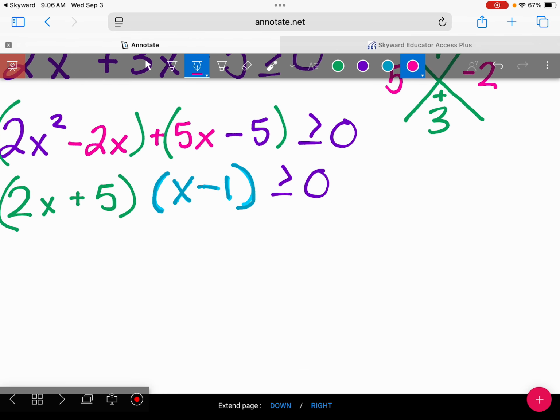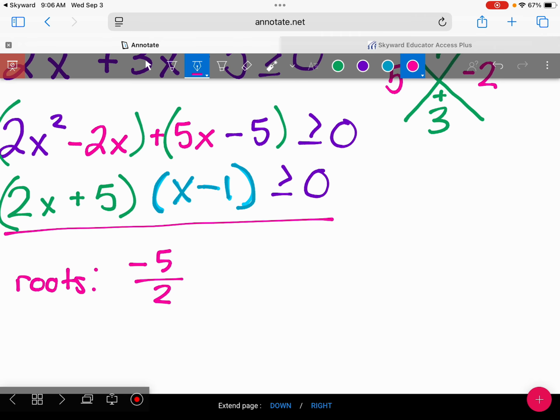Where are our roots or zeros or solutions for this? Negative 5 halves and a positive 1. Because if I set my 2x plus 5 equal to 0, we get negative 5 halves. If we set x minus 1 equal to 0, we get a positive 1.